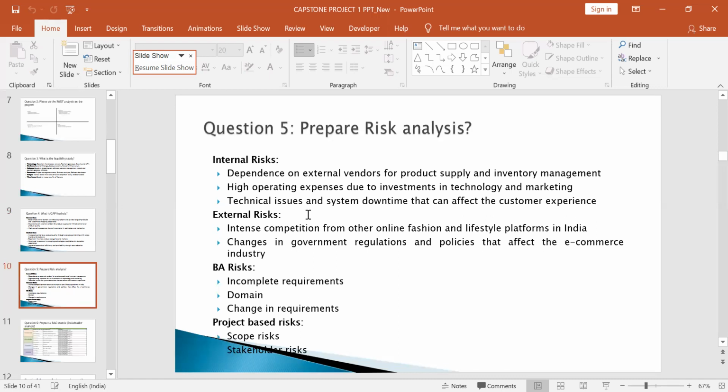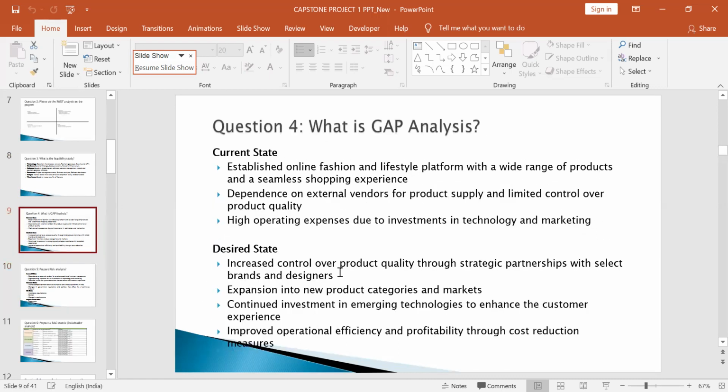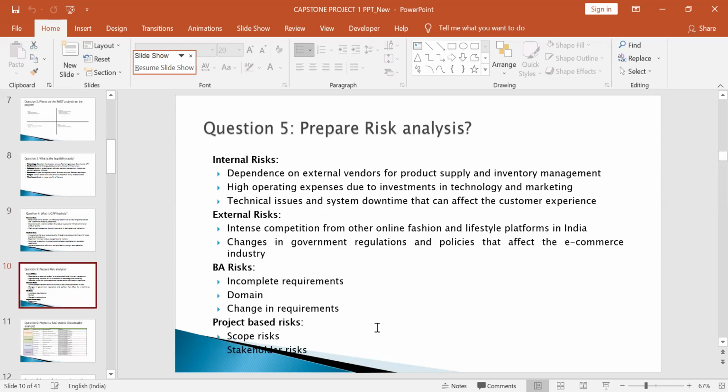Okay, so you have to give the gap analysis. You have to identify the gap analysis in the project, like from the current state to the desired state. Okay, next, prepare the risk analysis.